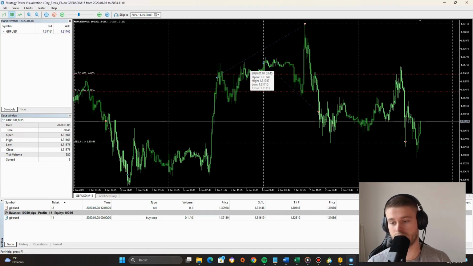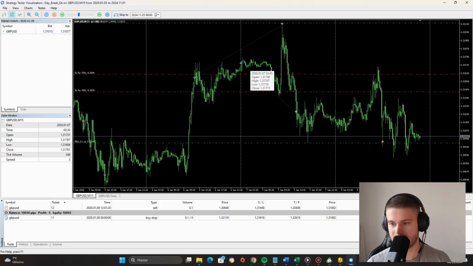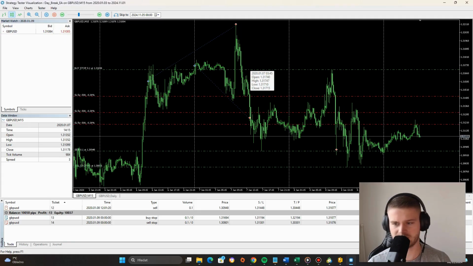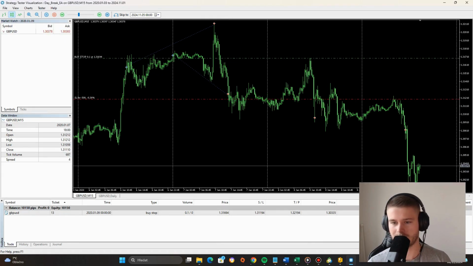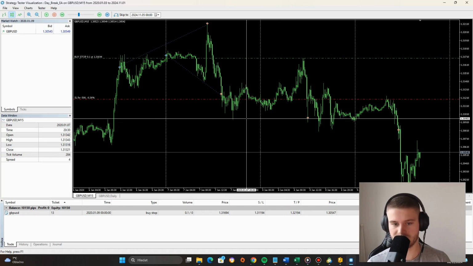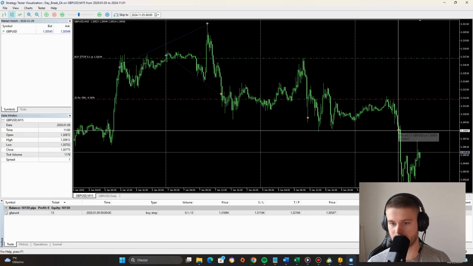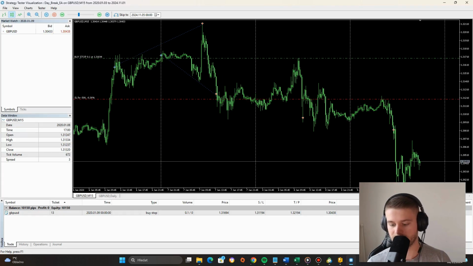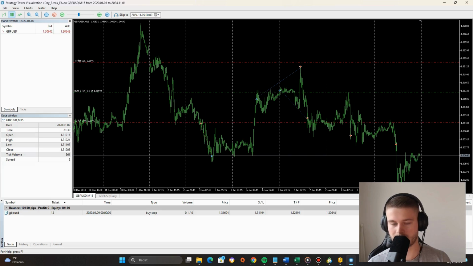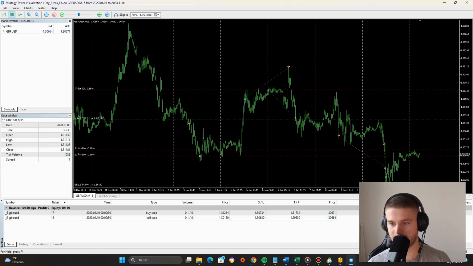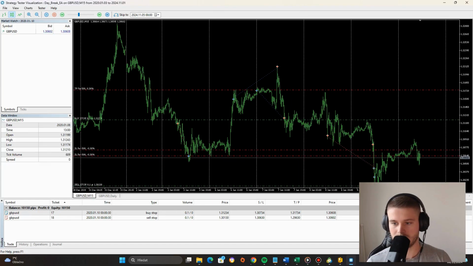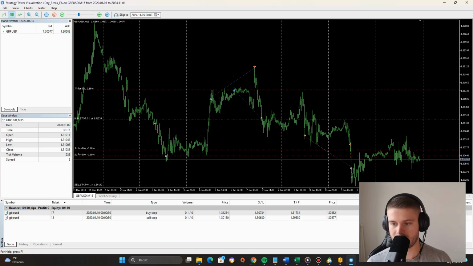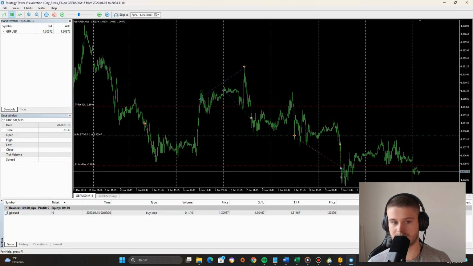So this is also correct, and I think this works really well. This is also correct because this was the previous low. This is also correct because this is the previous low. So far we are executing exactly what we should execute. Yep, so I am very happy with this. Okay, so let's start.